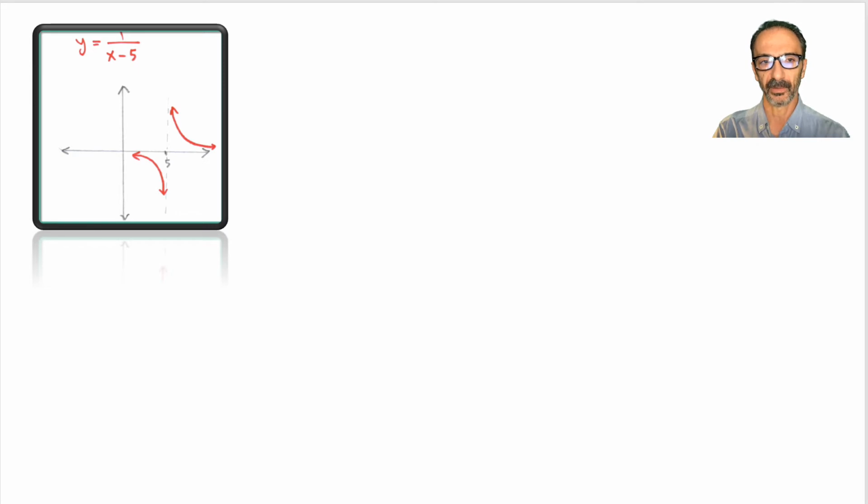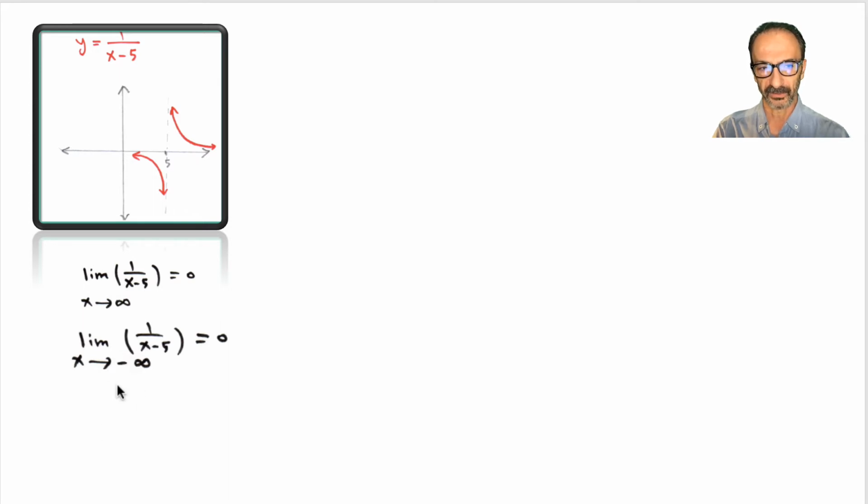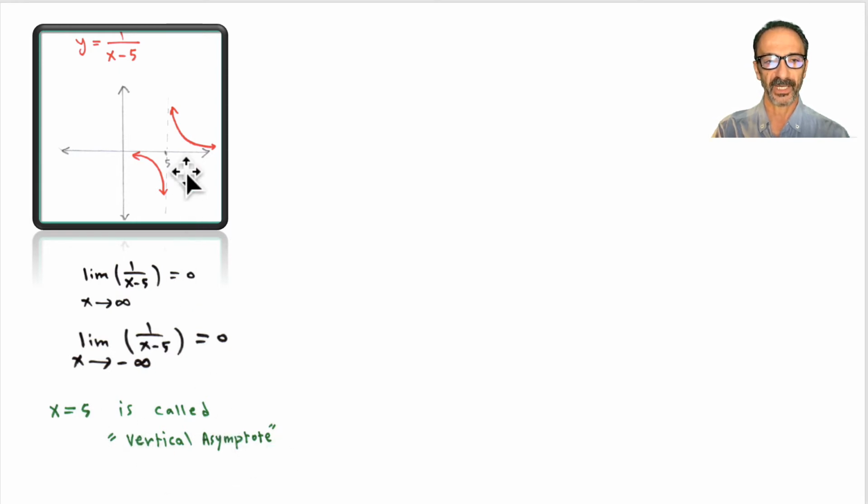Here's a shift of the first graph that I started with to the right 5 units. So at 5, which is what forces the denominator to be 0, we have a vertical asymptote. Alright? Going all the way to the right, x approaches infinity is 0. It's getting close to the x-axis. Going all the way to the left, it's approaching the x-axis from the bottom side, which is still 0. So x equals 5 is called a vertical asymptote, this one right here.